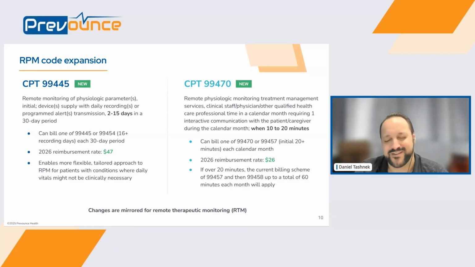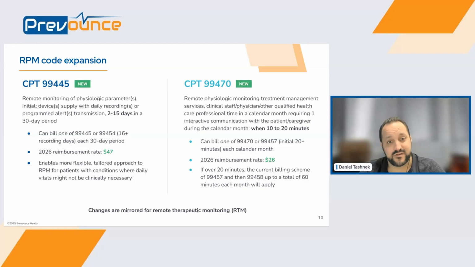I'm going to mess it up so many times. I apologize in advance. 99445. So what does that mean? New code, you have to have a minimum now of 2 transmission days, 2 measurement days in the 30-day period. So it went from 16. Now you have a code that can do 2 to 15. That code reimburses the same amount as the 16 reading code.